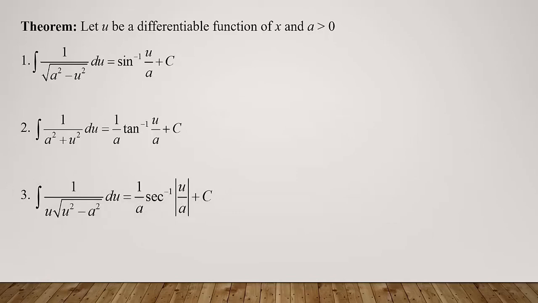Then you can look at the third one here, and I always make a deal with my students that if on a test you needed to know number 3, I would supply you with that part of the theorem. I would tell you that the integral of 1 over u square root u squared minus a squared du equals 1 over a inverse sec and absolute value u over a plus c. It's rarely used, but I just included it for completeness.